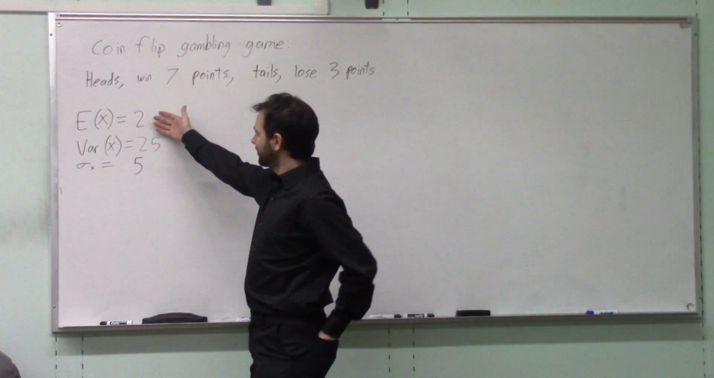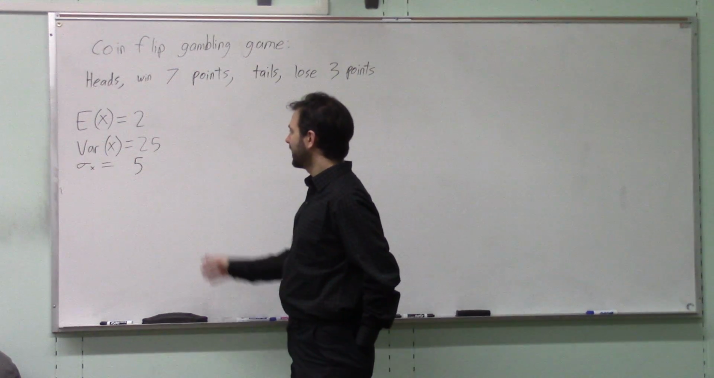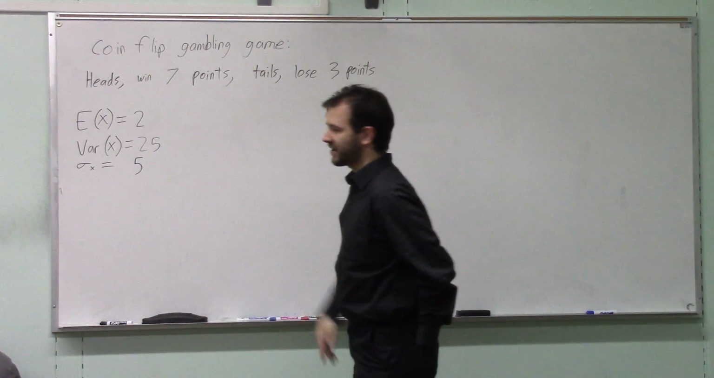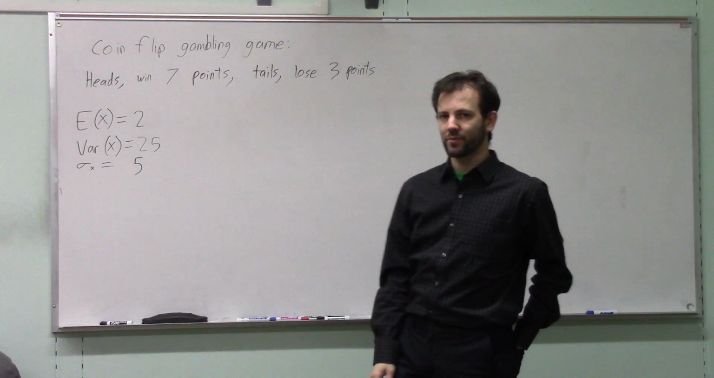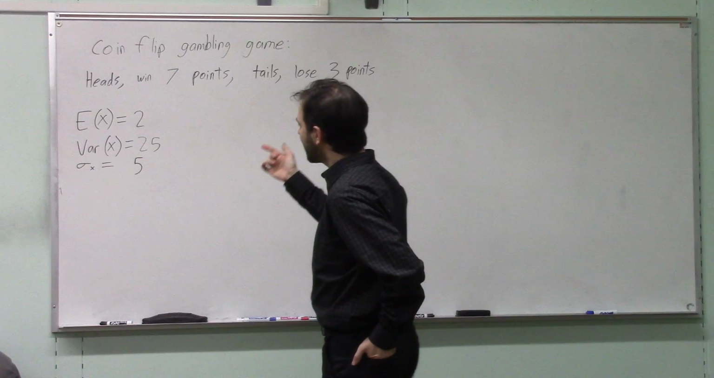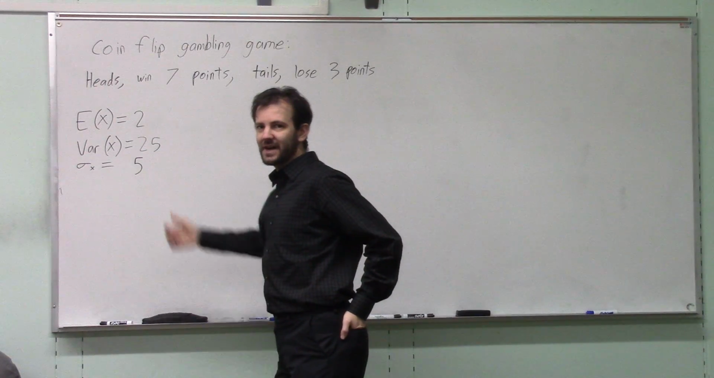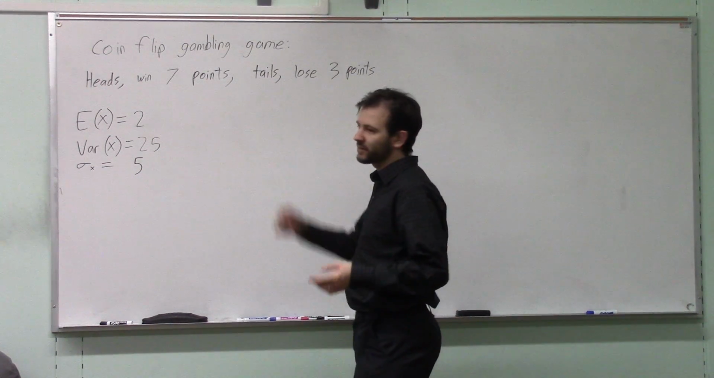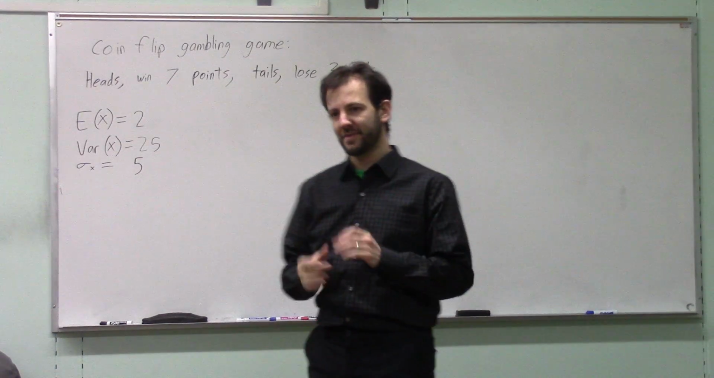On average, you will gain 2 points. The standard deviation is 5 and the variance is 25. And you can check this with your calculator. But you'll notice that the standard deviation is exactly 5, and always before, when we looked at this, it wouldn't have been exactly 5 because there was that minus 1 missing.